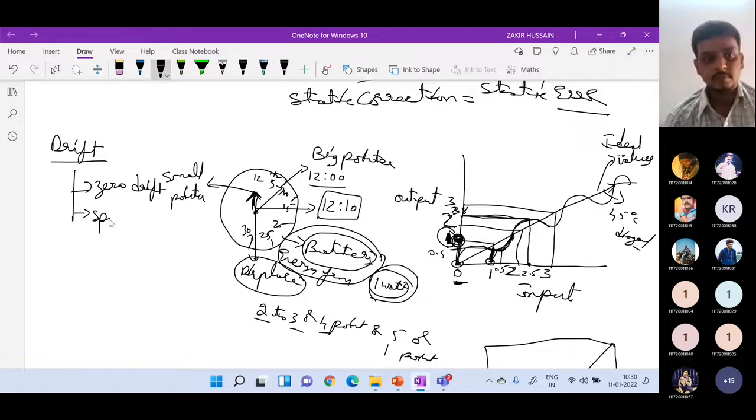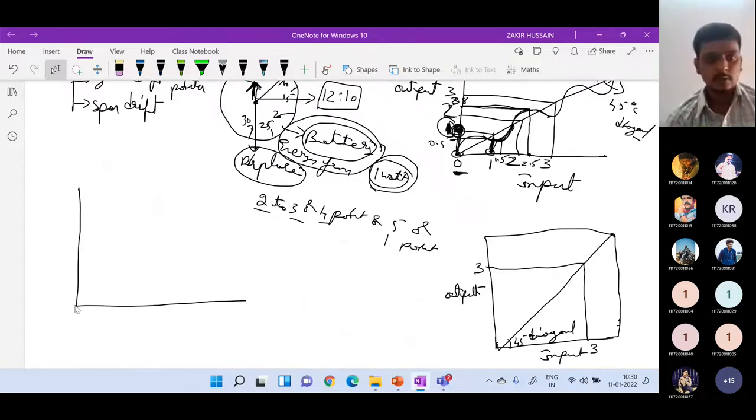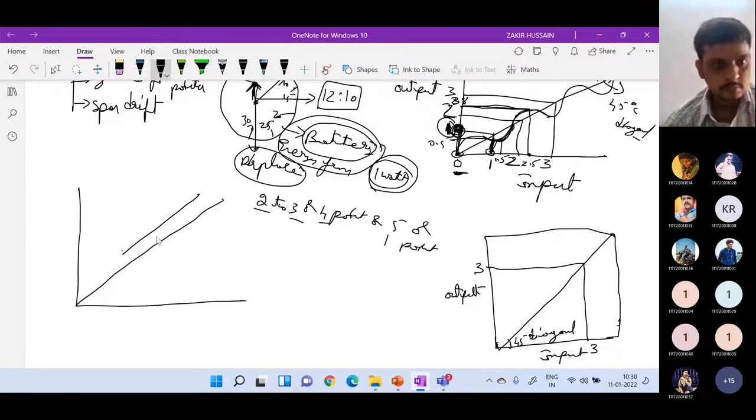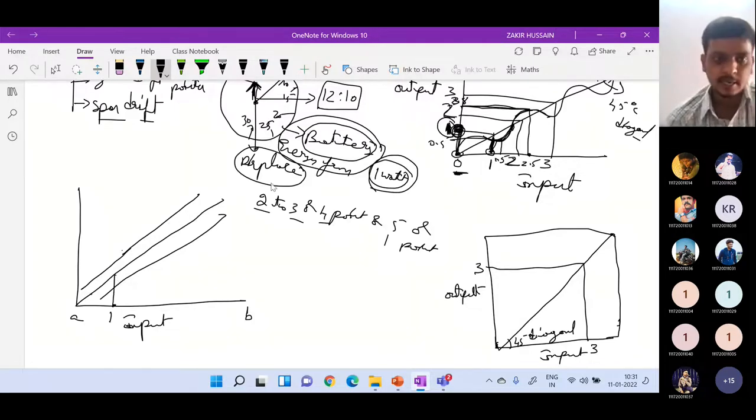The next one is span drift. Okay, span drift, what is it? Once again, the same graph I am taking. So this is the linearity. For example, this is an input value from A to B. If this is an input value from A to B, the whole instrument span, as the name indicates, span drift. Whole instrument span, what happens? For example, if this is a 45 degrees diagonal, this is the ideal value. This is a negative deviation. This is a positive deviation.